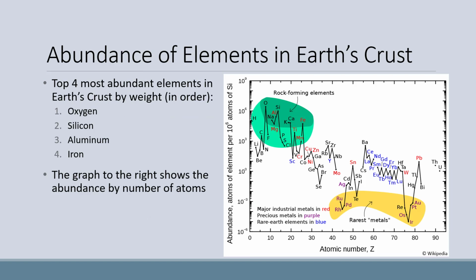Earth's crust is made up of a range of chemical elements. The top four most abundant elements in Earth's crust, by weight, in order, are oxygen, silicon, aluminum, and iron. The graph to the right shows the abundance by number of atoms on the y-axis and sorts elements by the atomic number on the x-axis. The rock-forming elements are circled in green, and they are obviously all very abundant in Earth's crust.